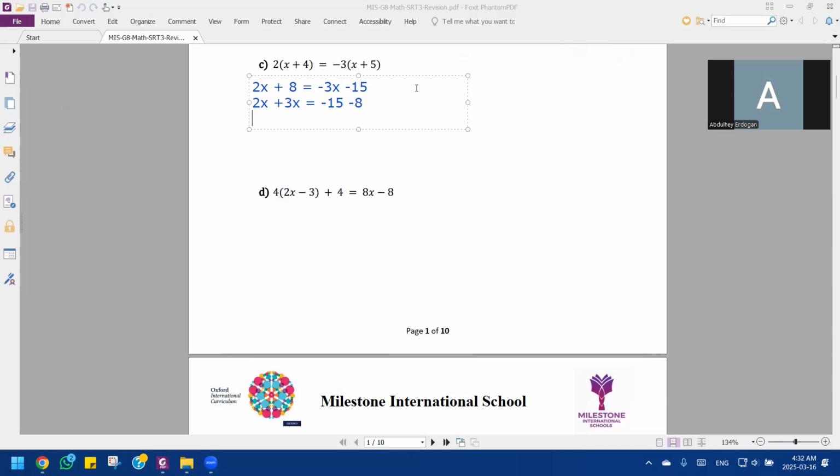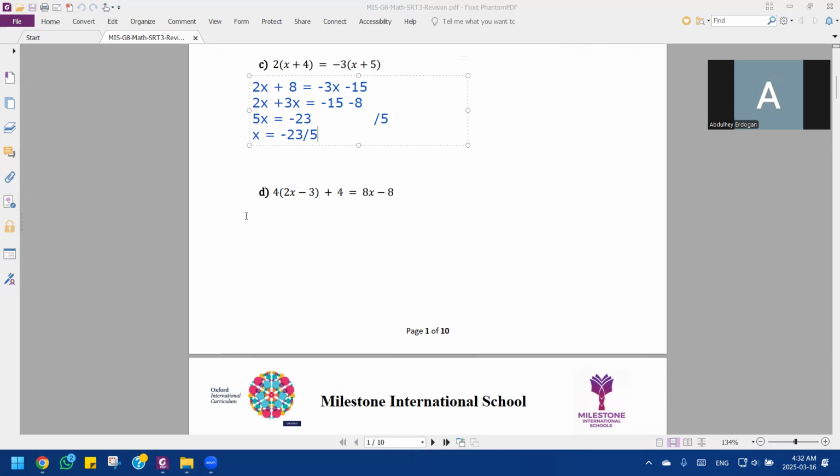Okay. Now, third line, we simplify 2x and 3x, 5x equal to minus 15 minus 8. This will give me minus 23. Now I have 5x. I need 1x. So we do the opposite, which is divided by 5. So x is equal to minus 23 over 5. Since I can't divide, I keep it as a fraction. x is equal to minus 23 over 5.